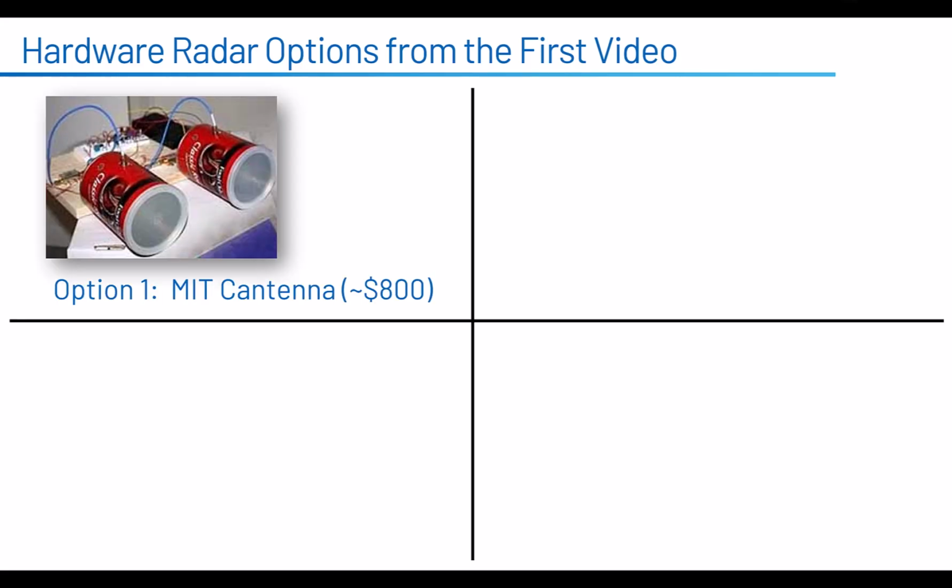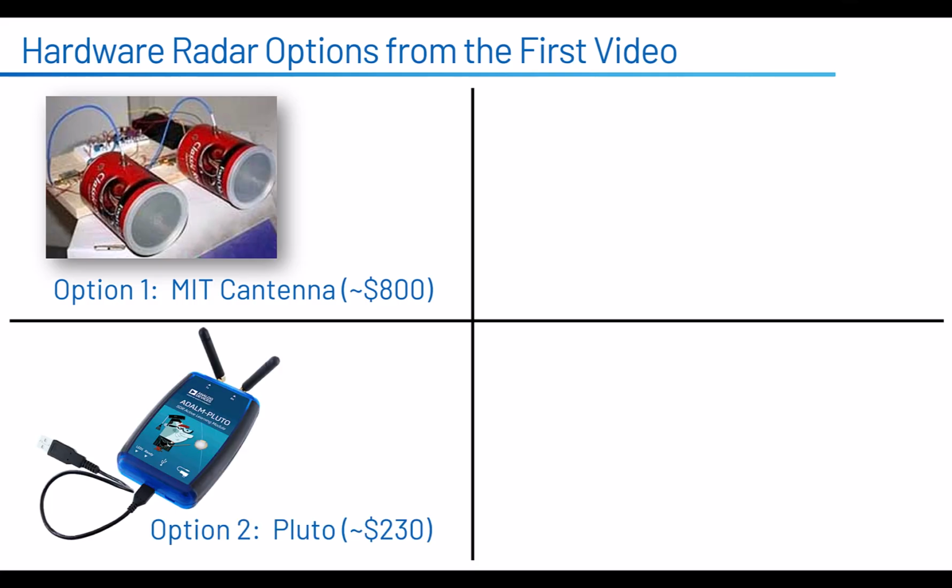Option one was the very novel MIT antenna. I'll post the link so that you can check that one out. And these prices are all just my best guess at what the components would cost, and the prices are in US dollars. Option two was the Pluto software-defined radio. This can do two-channel transmit, two-channel receive, but it's limited to about 30 megahertz of instantaneous bandwidth.